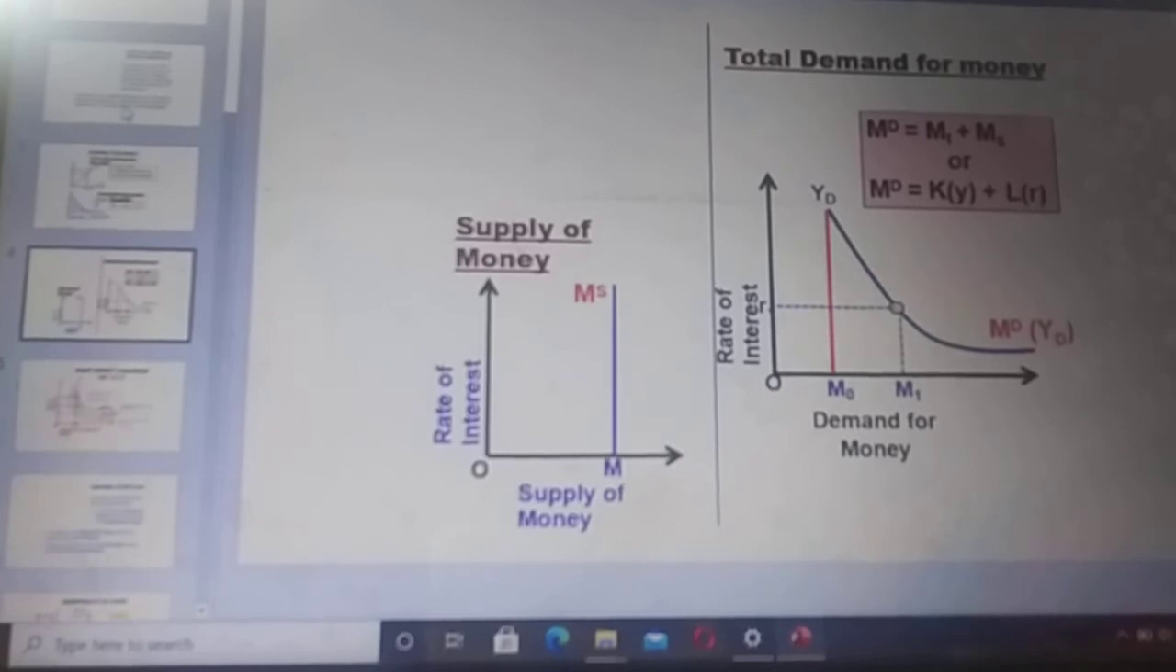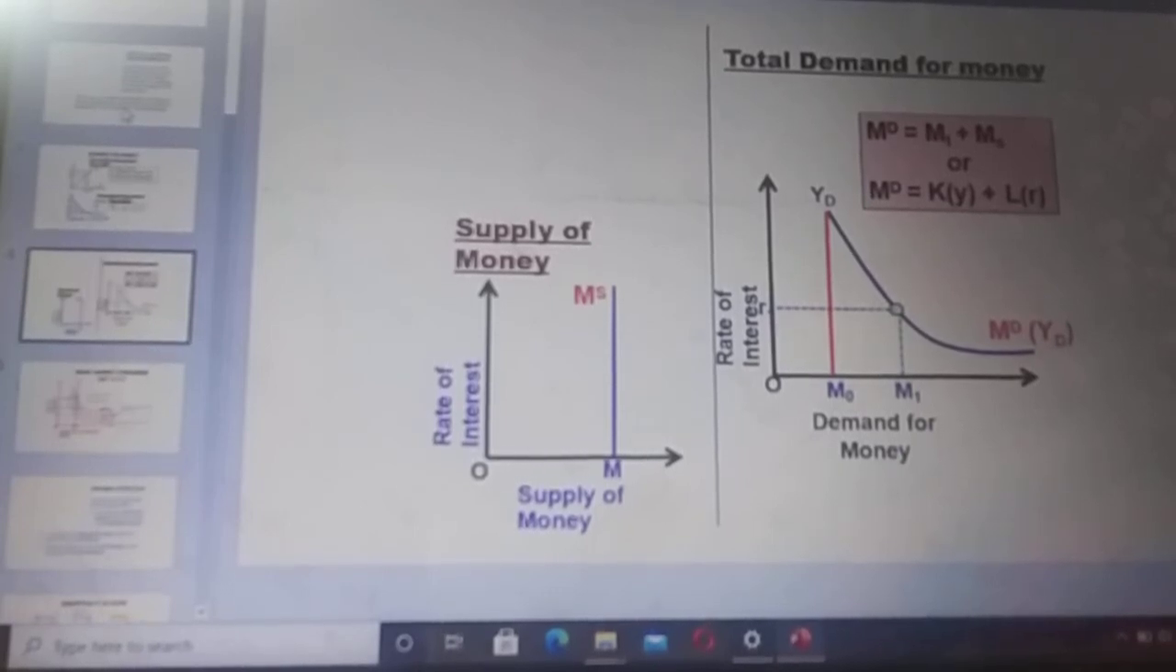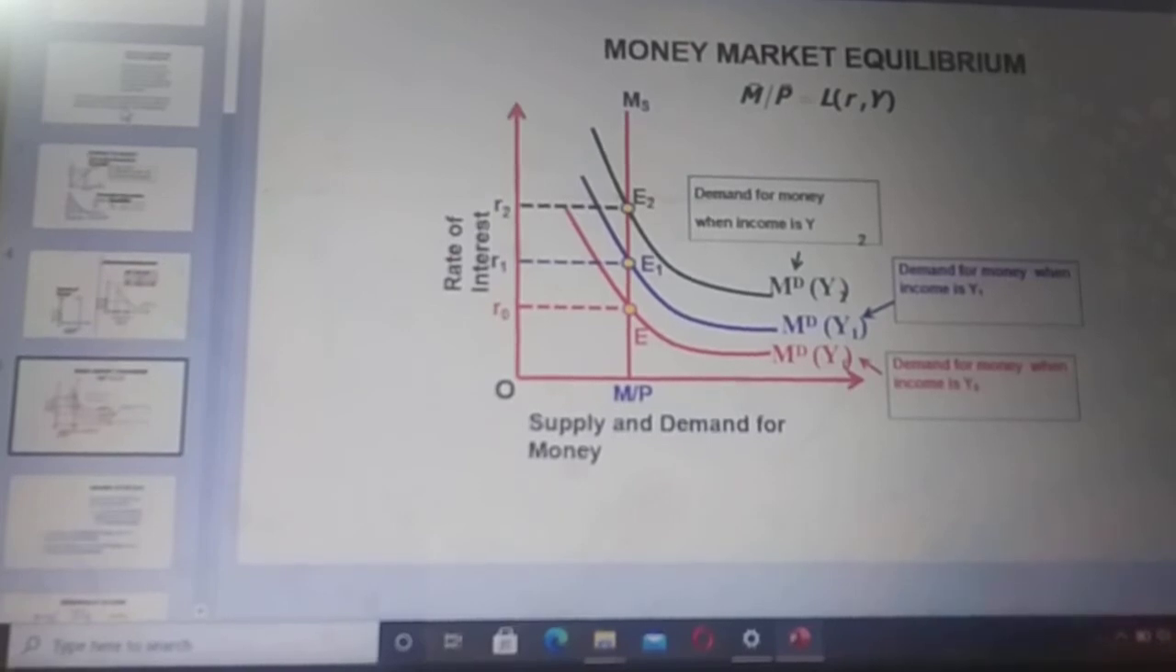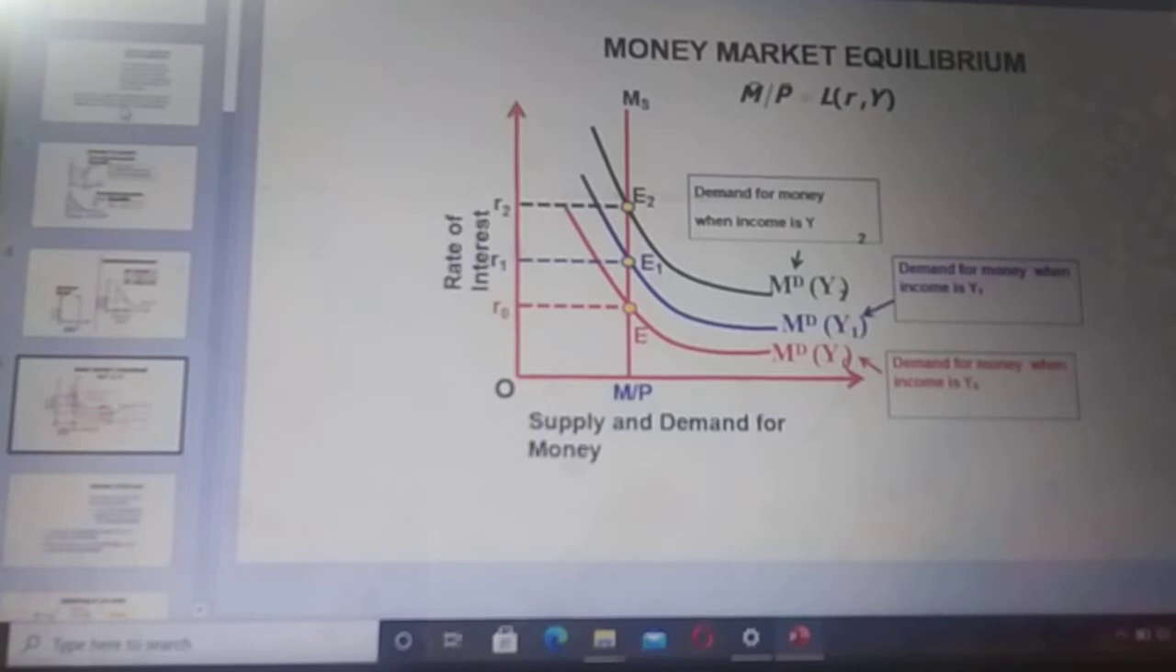In this graph we are seeing the relationship between the rate of interest and the supply of money. Here we are keeping our supply of money constant, and we are determining the effect of the rate of interest over the demand for money, and we are determining the different points of equilibrium. We are seeing how, with the increase of the rate of interest, when we have kept the supply constant, we find the different points of equilibrium on the basis of the different rates of interest.